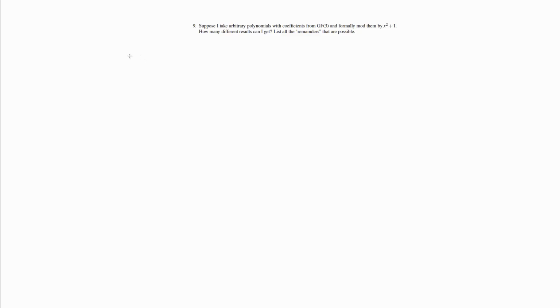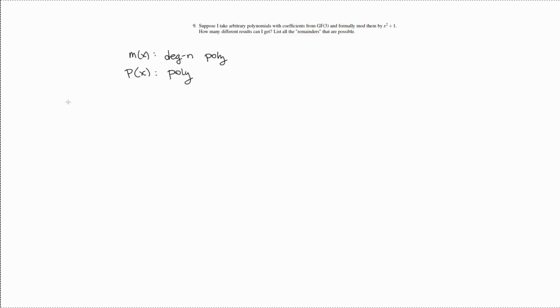Let's say we have a degree n polynomial, call it m of x, and some polynomial p of x. Then we have the following theorem. P of x is congruent to some polynomial r of x modulo m of x, where r of x is of degree at most n minus 1. And we can see this by doing polynomial long division.